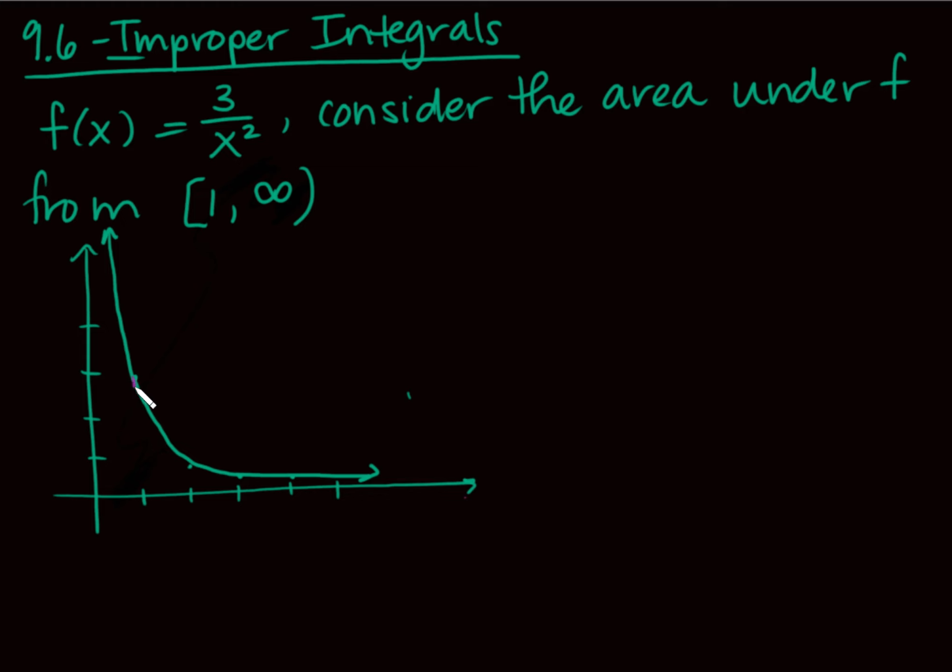So my question then is, first off, is this area finite? Now I know that this function never actually crosses the x-axis. For it to cross the x-axis, the function would have to equal 0. The only way a fraction equals 0 is if the numerator equals 0, but the numerator is 3, so 3 is not 0. So it never crosses the x-axis.